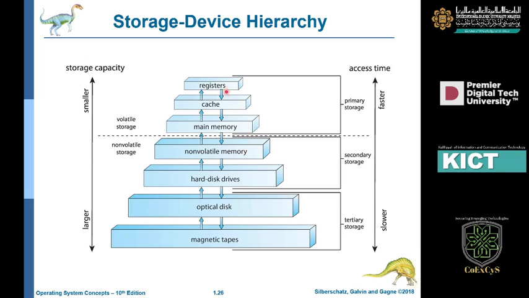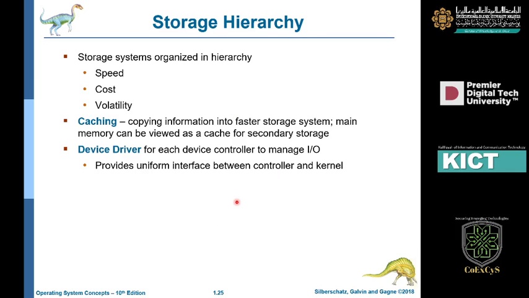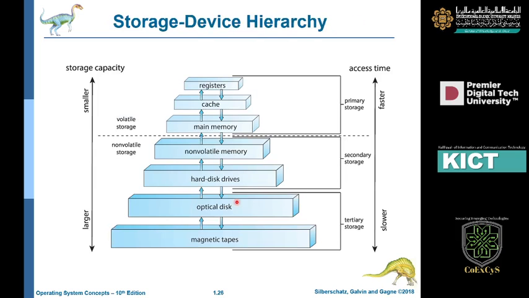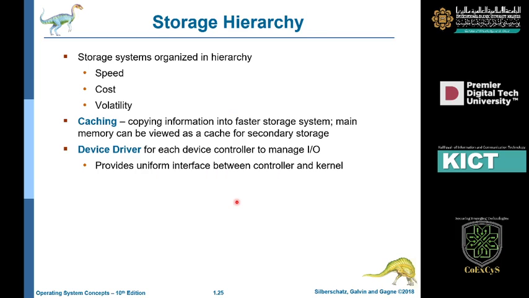Registers are on your CPU, and then we have a cache, also on your CPU, that can keep certain types of data. Then we have main memory, and then non-volatile memory. These are secondary storage, which could be hard disk drives and so on. Then we have optical discs and magnetic tapes, which are even slower. As you go up, the speed gets faster, but the storage capacity gets smaller.